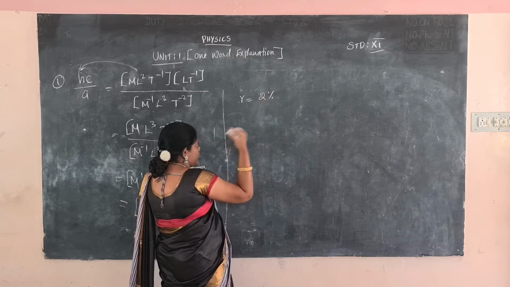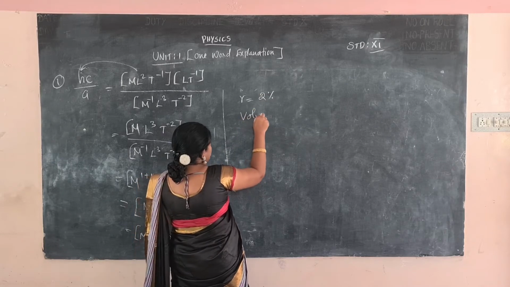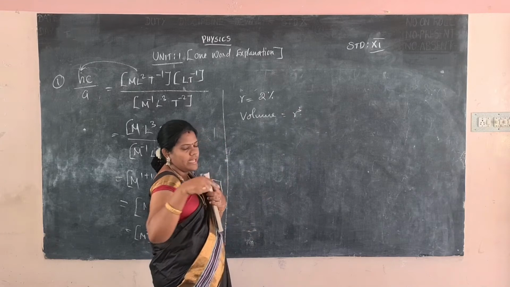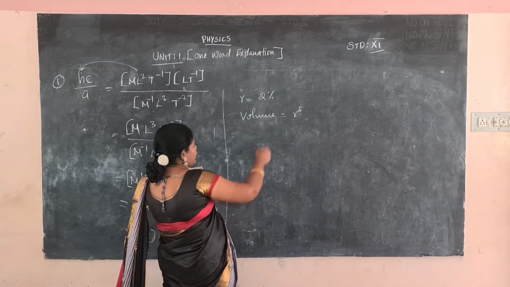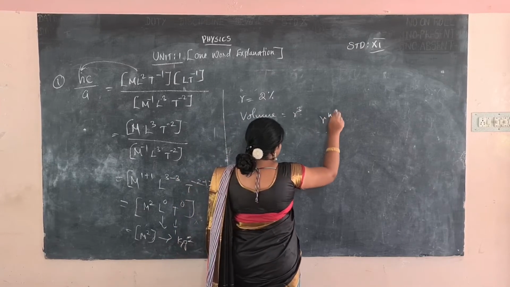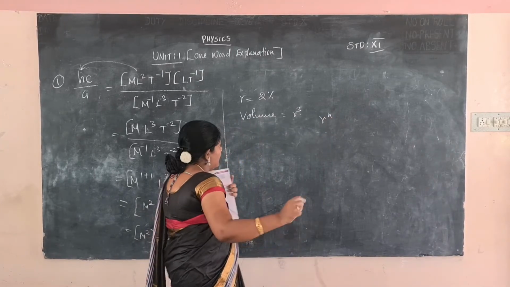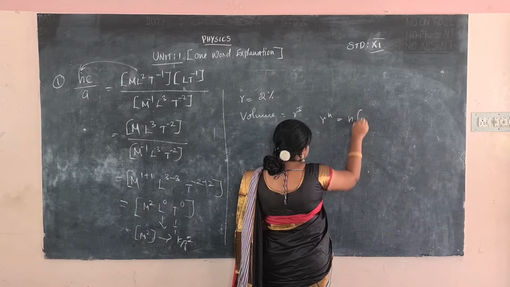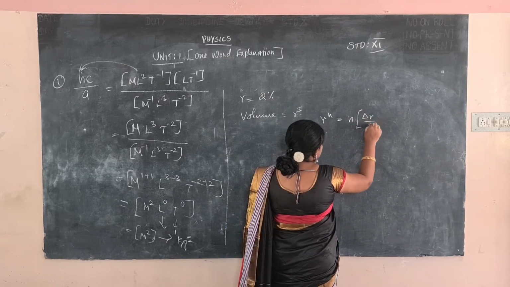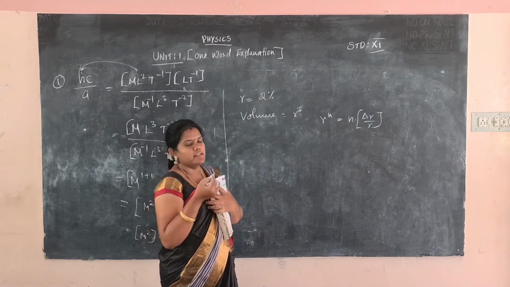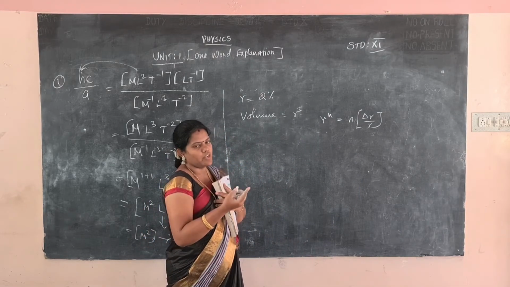But we will find out the volume. So volume will be equal to radius cube, that is, a cube, side cube. So how will you calculate r cube? One formula is there: for a power of one quantity, r power n, the error is n into del r by r. Already I explained in the previous class how to calculate the error in the power of one quantity.